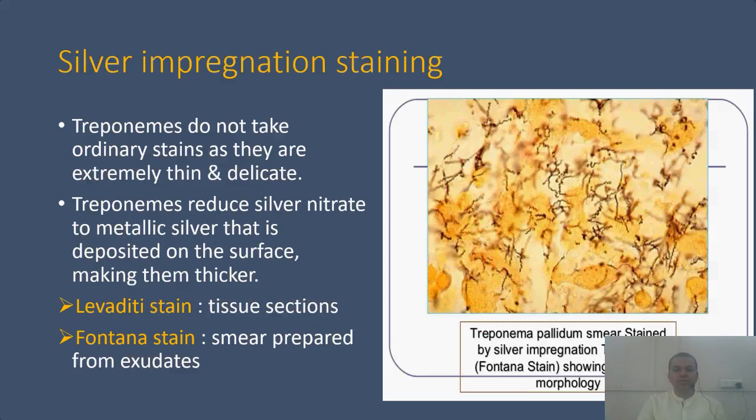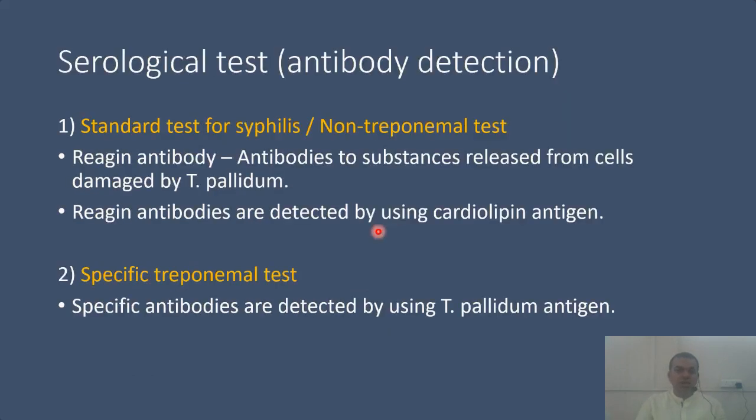So this is the diagram of the Fontana staining of this smear. Here, after the silver impregnation method, you can easily see the spiral bacilli, Treponema pallidum, in this smear. Okay, so this diagram you have to prepare, you have to draw in the journals.